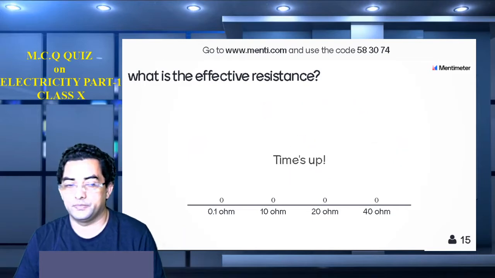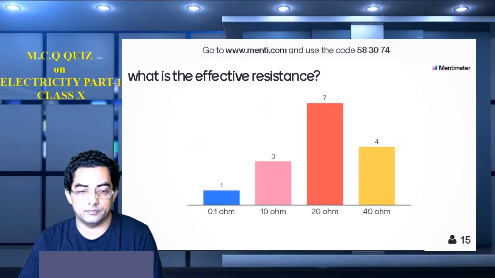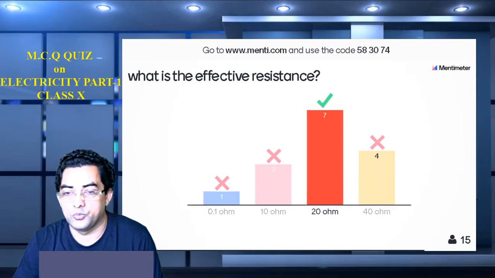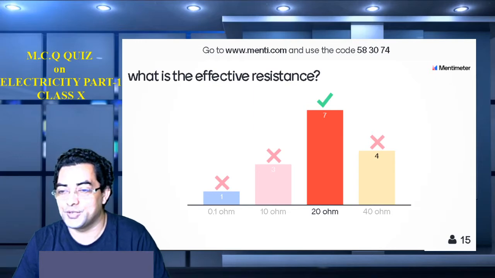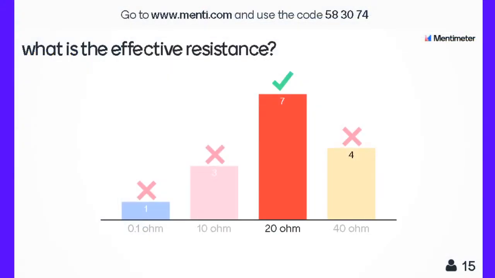Okay, guys, let's move on. These are the scores, guys. The scores tell us that for effective resistance, only 7 of you got it right. Only 7.